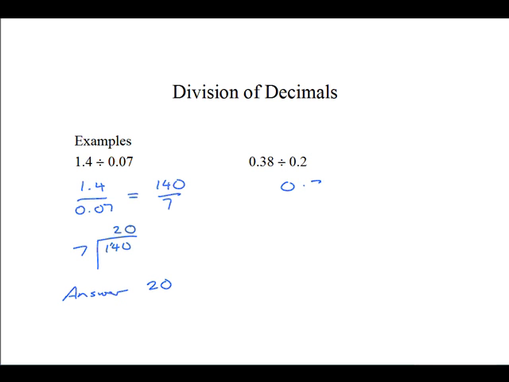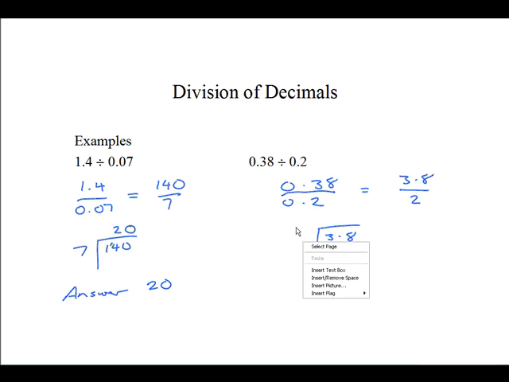So let's look at the next one here. So once again, multiply top and bottom by 10. So the whole idea is just to make the divisor into a whole number. That's the easiest way to do it. 2 into 3 goes once, carry the 1. 2 into 18 goes 9, no remainder. So our answer is 1.9.